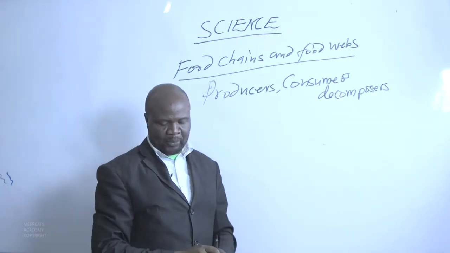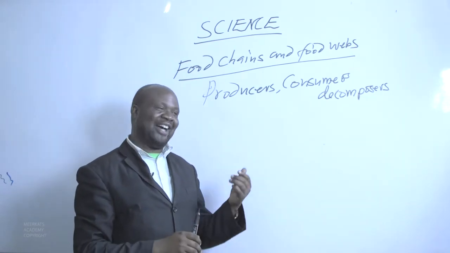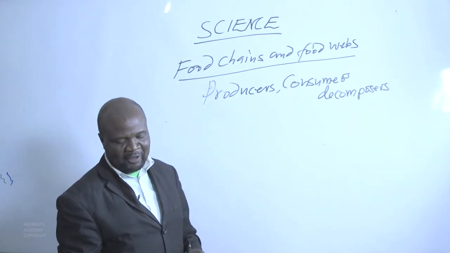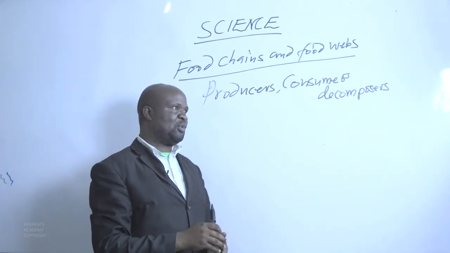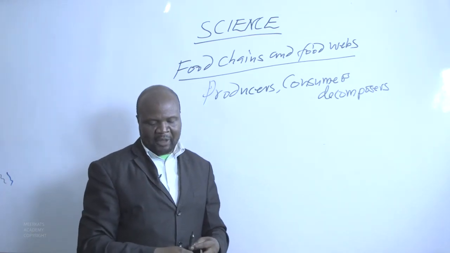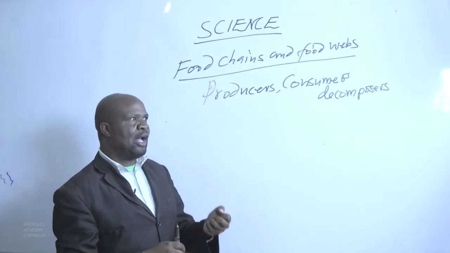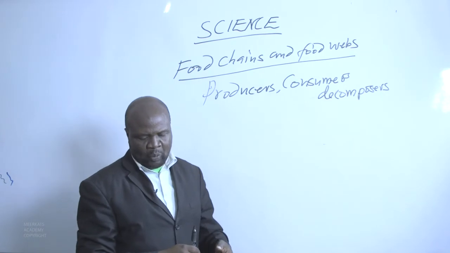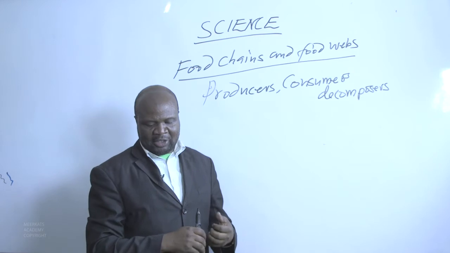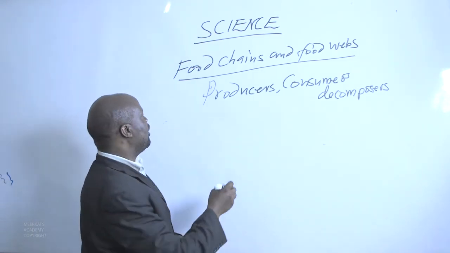What we can say on producers, we can say food chain begins with the sun. The sun gives out light energy. That's what the sun does. It is able to provide energy in the form of light. The plants have an ability. The plants are able to trap this light energy. When they trap this light energy, the sun's energy, they trap it into their leaves using a chemical called chlorophyll.